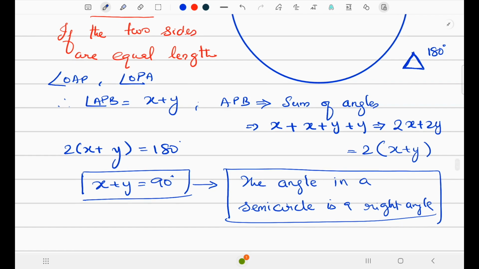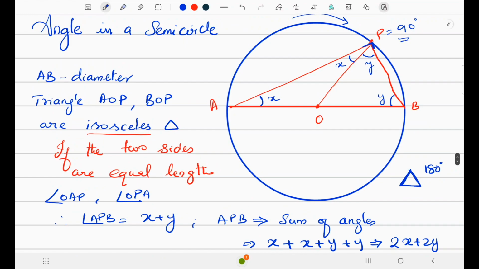Now, one more thing. Additional information. Suppose you are given 3 points on a circle. There are two ways to prove that they are the vertices of a right angle triangle. That means there are two ways to find out whether this triangle is a right angle triangle.